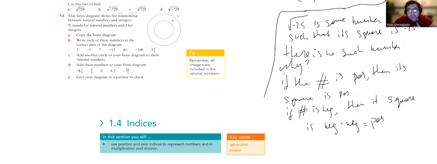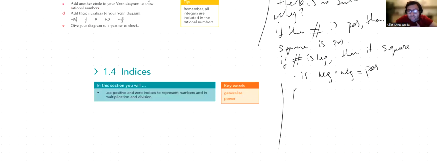Then if the square of all numbers is positive, we cannot have a negative number in the square root, because the square root asks: what is the number whose square is negative 25? There is no such number. So the important rule is that the square root of negative numbers does not exist.